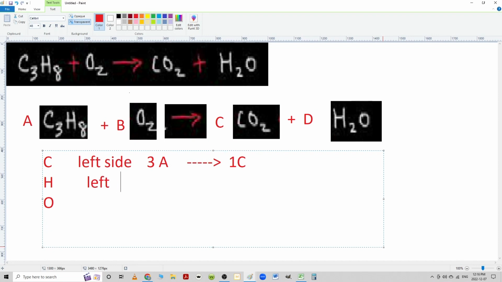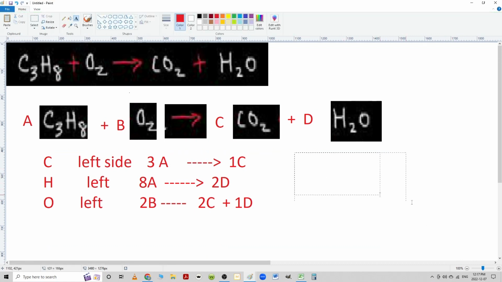Then we move on to hydrogen on the left side. How many hydrogens do I see? It's only with the A, and I see 8 of them, so 8A. And where do I see hydrogen on the right side? I see it with the D, and I see 2 of them, which is going to be 2D. Then O on the left side, I can only see it with the B, and there's 2 of them, so it's 2B. And on the right side, here's the interesting part. It's in both. It's with C, so there are 2 of them with the C, and there's 1 of them with the D.